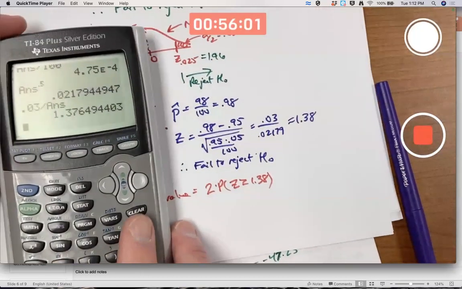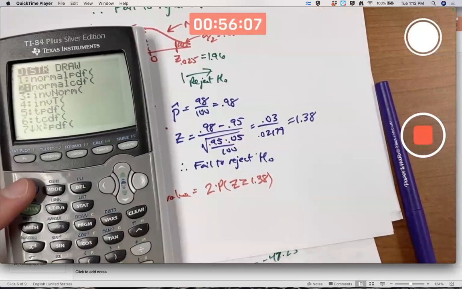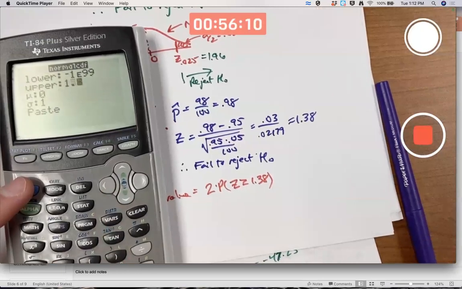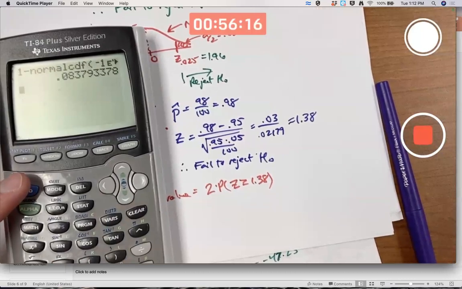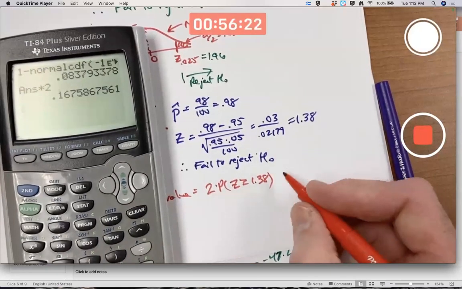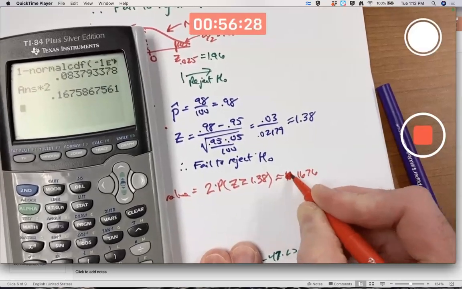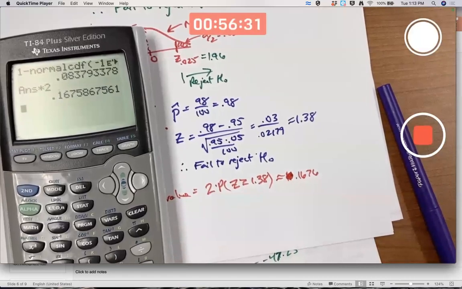How big is it? There's the one-tailed p-value multiplied by 2. This is about 0.1676. Small, but not outlandishly small. Don't reject them. Can you clarify anything?